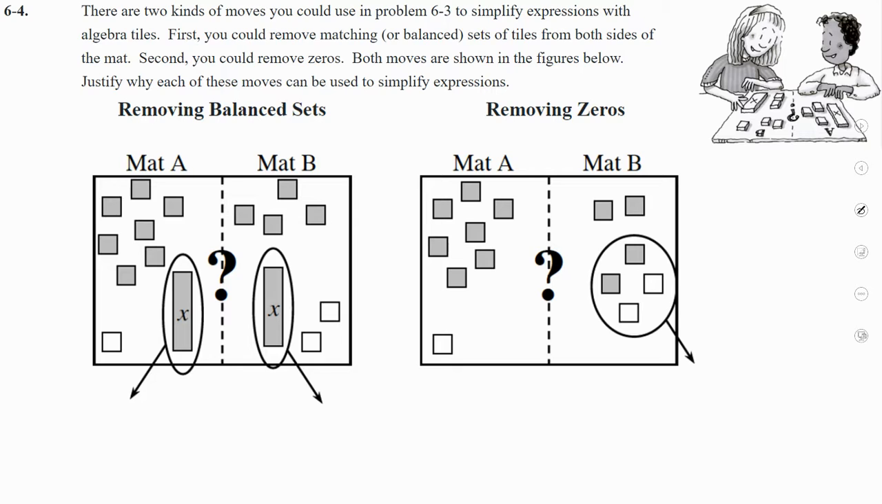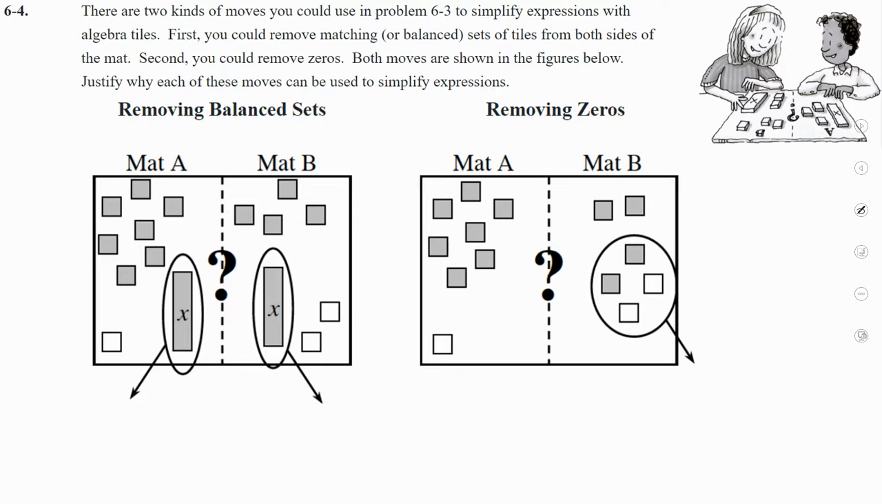So removing balanced sets, that's removing the x from each side. Then removing zeros, that's the 0 pairs that you make within your own mat. So that's the difference. The removing balanced sets is going to come from both mats as you're going through it. You're going to remove from mat A and mat B at the same time, and they have to be removing the same thing. Removing zeros is going to happen on the same mat. So mat B here has the 0 pairs. Those are what's going to get combined.